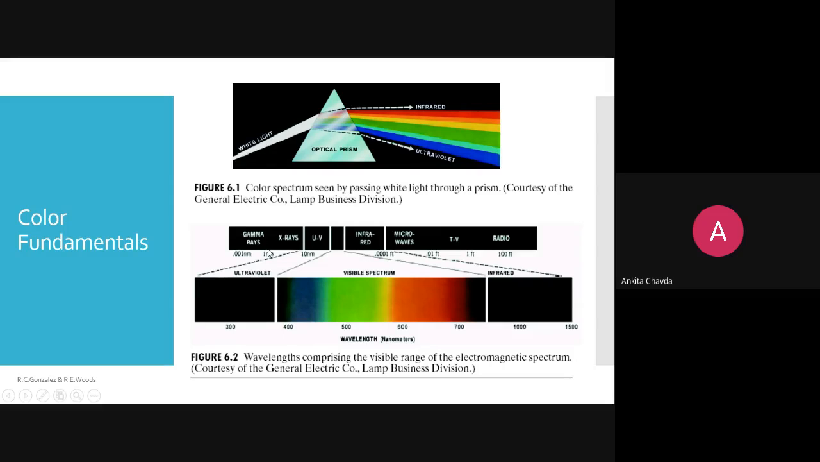Here these are the X-rays, gamma rays, ultraviolet, visible spectrum, infrared, microwaves, and so on, right? So here you can see from this ultraviolet, this is your visible spectrum, this is your infrared spectrum. So what the human eye can see, the colors, that would be in the visible spectrum.